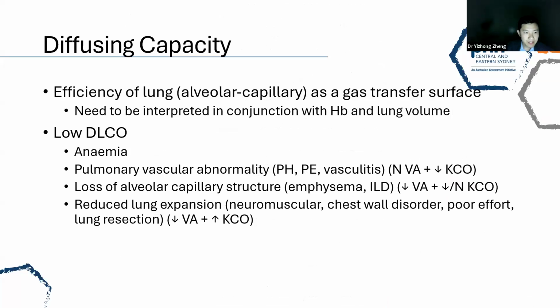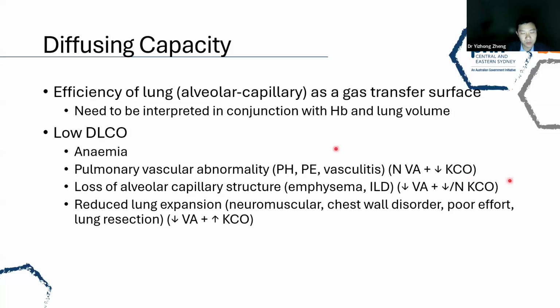So diffusion capacity is a measure of efficiency of the lung. The alveolar capillary interface is a gas transfer surface, and it needs to be interpreted in conjunction with their hemoglobin, as well as their lung volume. So low DLCO, such as the case we've seen before, could be due to anemia, or pulmonary vascular abnormality such as pulmonary hypertension, PE, and vasculitis.